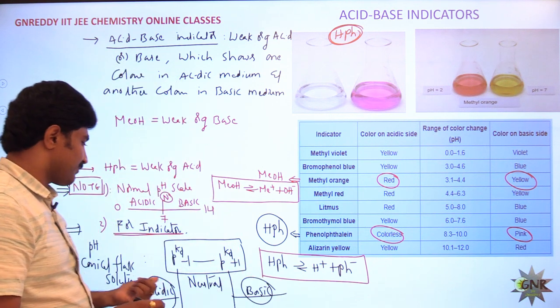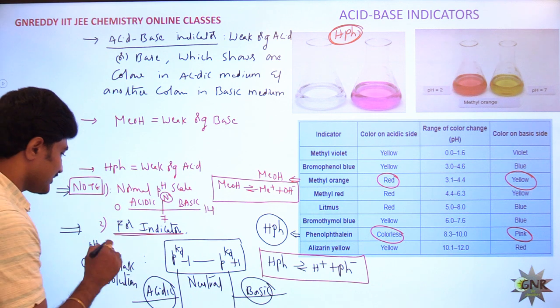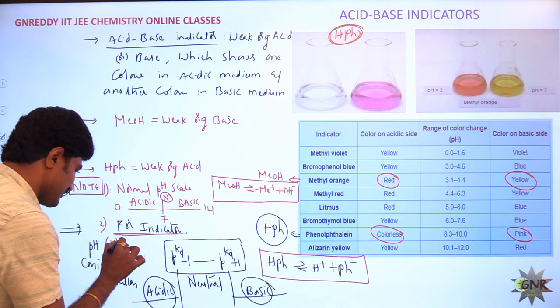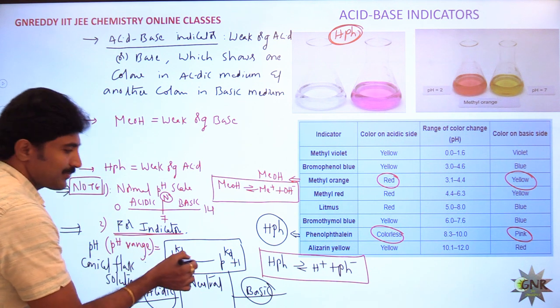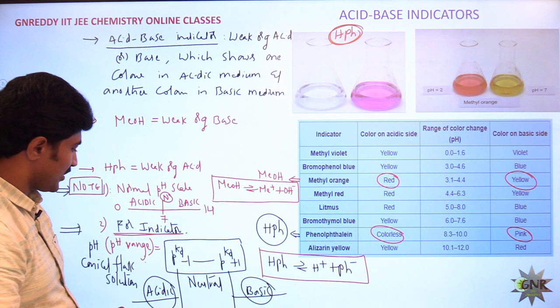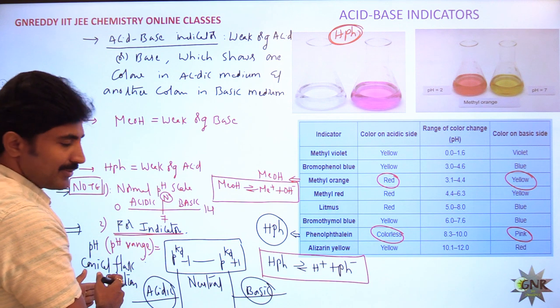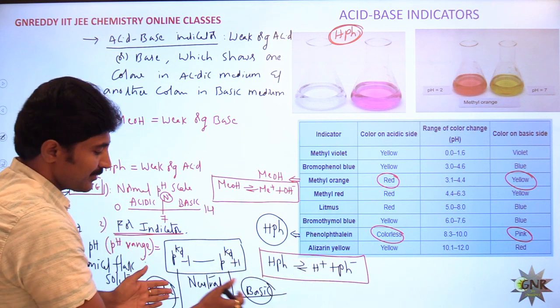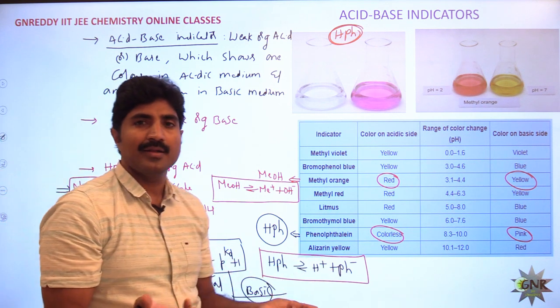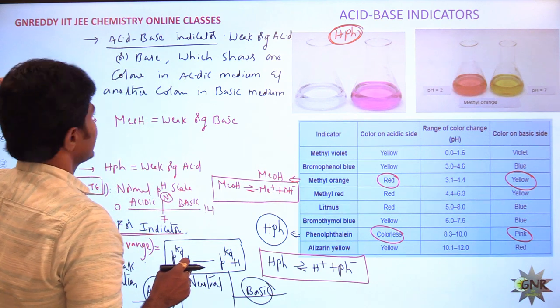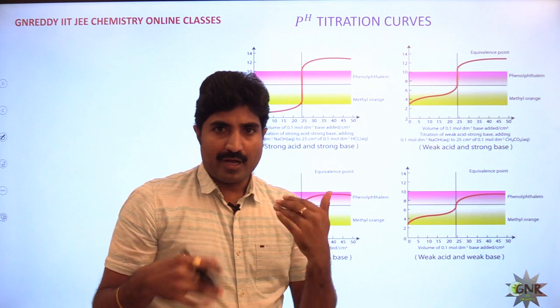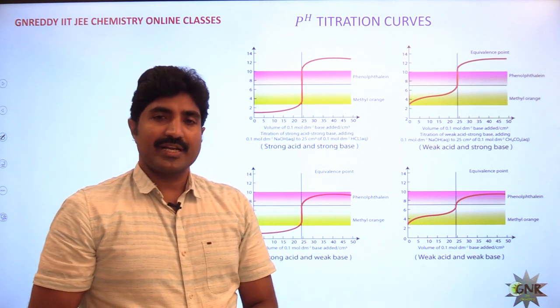What is the importance of the pH range? I explained. For every indicator the pH range is pKd minus 1 to pKd plus 1. On this side is acidic medium, on that side basic medium, and in between no distinct color, which is nothing but a neutral medium for indicators. Right, so our main topic is the pH titration curve.